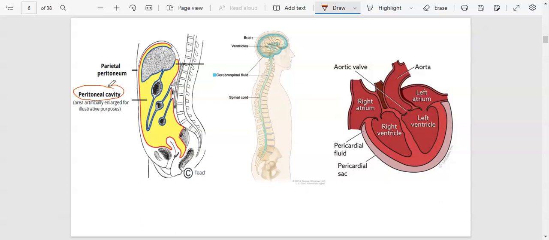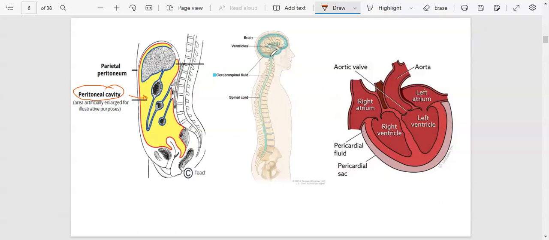All right, so when we get to look at this diagram here, we have got the peritoneal cavity. Remember we mentioned transcellular fluid. So this is the peritoneal cavity that we're able to see. A cavity is simply a space. So the fluid that is going to fill up this space is what we are calling peritoneal fluid.